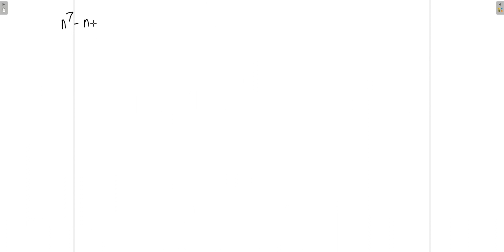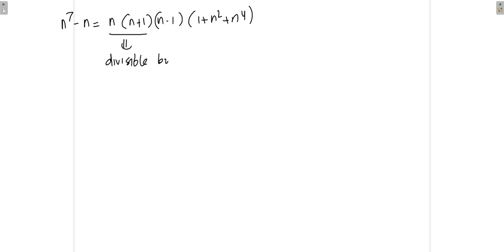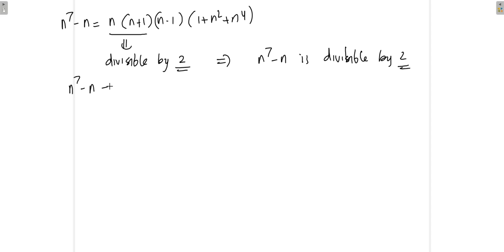n raised to 7 minus n is actually n into n plus 1 into n minus 1 into 1 plus n square plus n raised to 4. And this part, this is divisible by 2. ഇത് divisible by 2 ആണെങ്കിൽ ഇതിന്റെ പ്രോഡക്റ്റും divisible by 2 ആണ്. Okay, this implies n raised to 7 minus n is divisible by 2. Okay, ആ പാർട്ടായി. So that is n raised to 7 minus n congruent to 0 mod 2.